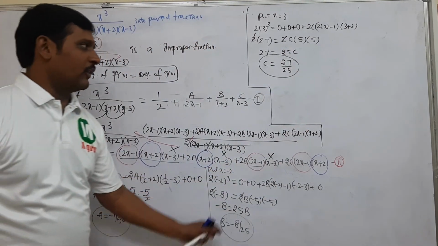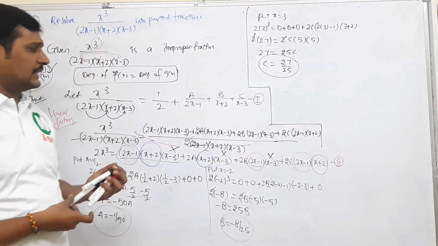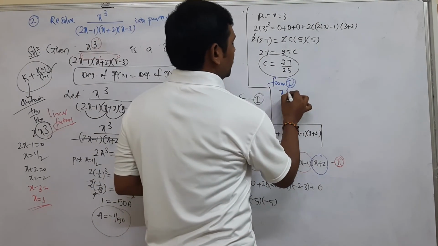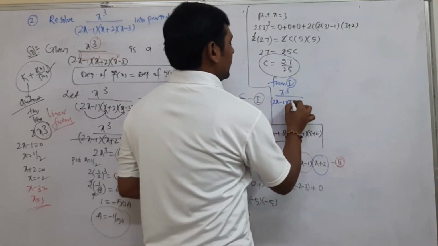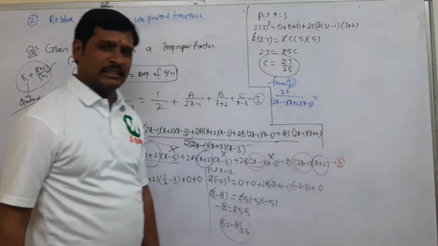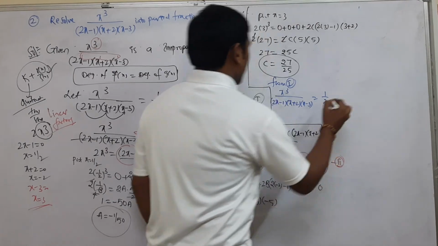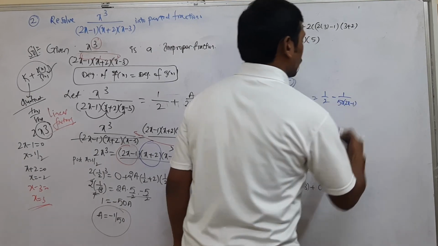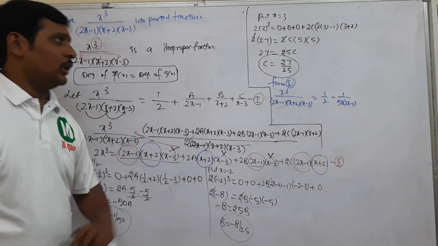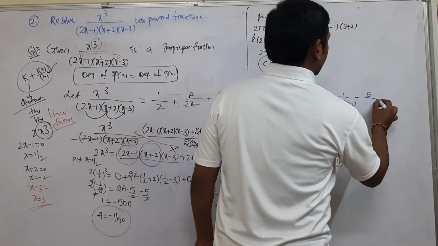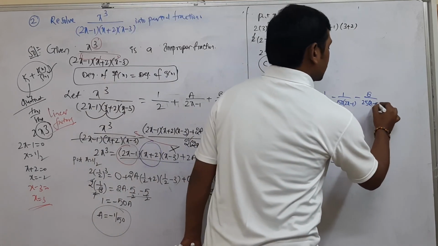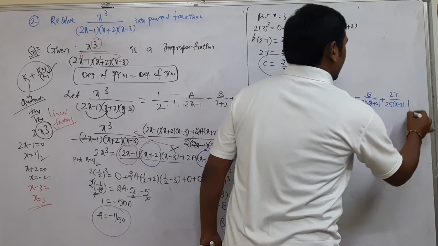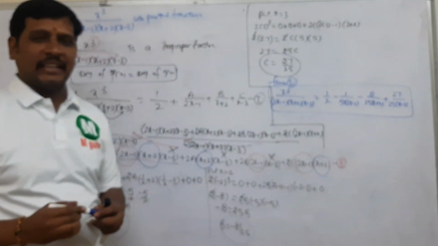We got a value, b value, c value. Once after getting all the values, just replace the values in the first equation. Hence from equation number 1, what we can write? The given question, x cube by (2x minus 1)(x plus 2)(x minus 3) is 1 by 2 plus a. What is a value? Minus 1 by 50. So minus 1 by 50 into (2x minus 1) plus b. What is b value? Minus 8 by 25. So minus 8 by 25 into (x plus 2) plus c value is 27 by 25, 27 by 25 into (x minus 3). So these are the partial fractions of the given question.